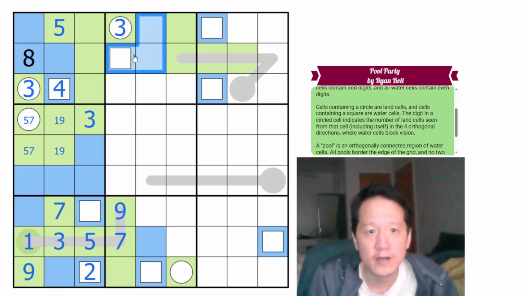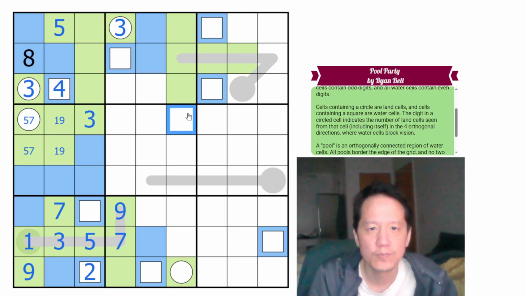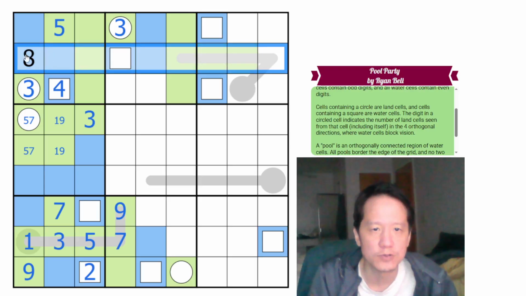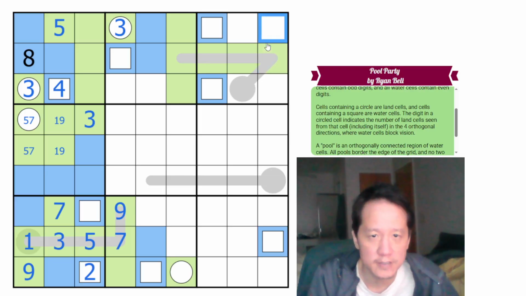This must have at least 4 water cells, so one of these two is water, which means we have 4 water cells in the box, so the last remaining cell cannot be water. So one of these two is water, we're not sure which, because it can't be just 3 here. We have now 4 water cells in row 2, which eliminates water cells in the rest of the row. So this has to be a land cell.